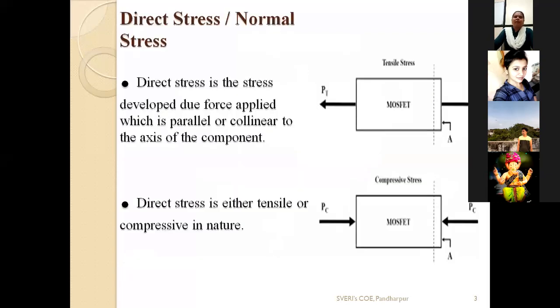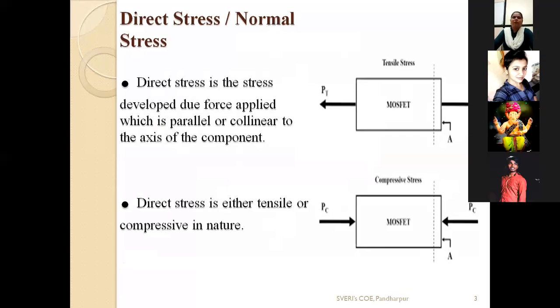After that, we have studied the types of stresses. Basically there are two types of stresses: type 1 is direct stress or normal stress, and type 2 is shear stress. Already we have studied what is meant by direct stress. Direct stress is the stress or force applied perpendicular to the cross section, or parallel to the axis. Direct stress may be either tensile or compressive.